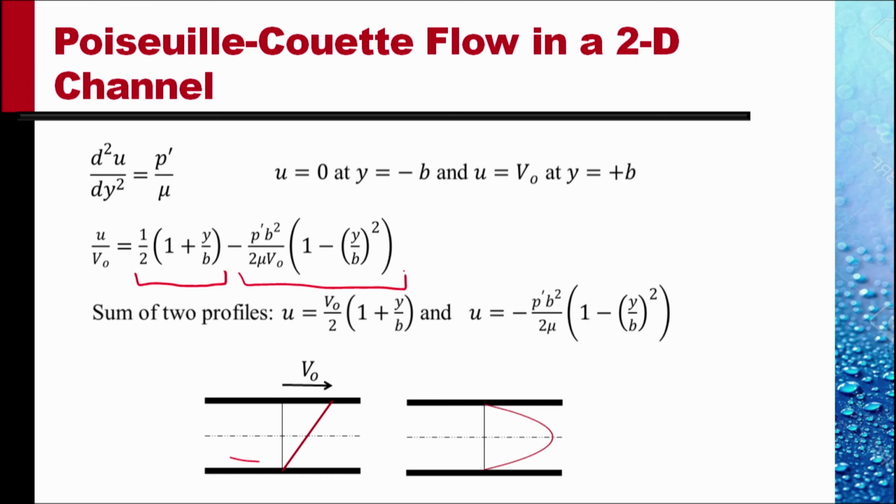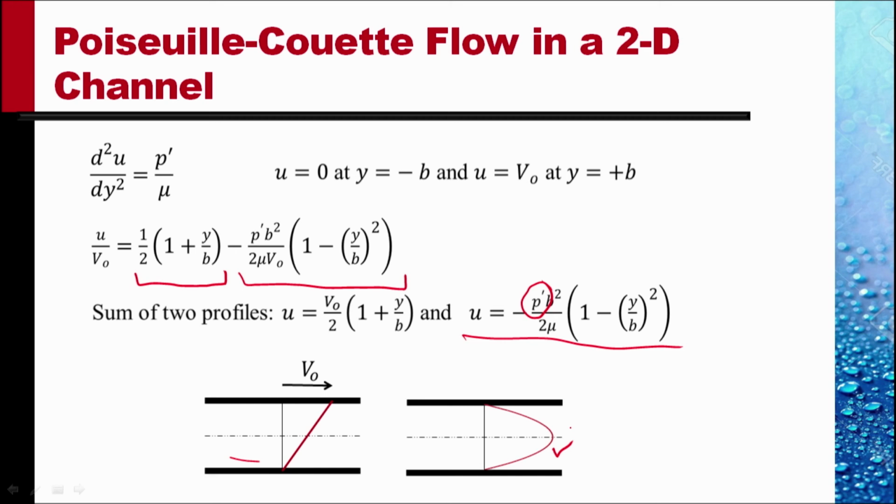The second part is the velocity profile between two parallel plates because of a pressure gradient P prime. To obtain this flow, P prime should be negative, so minus P prime would give you a positive velocity. This, you can see, is a parabolic velocity profile with a maxima at the middle.